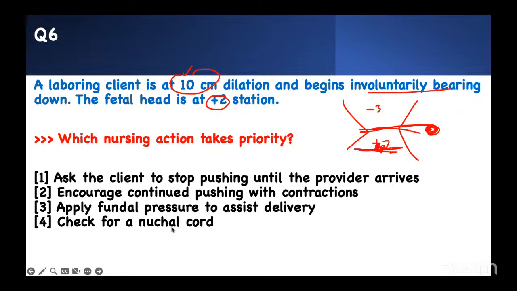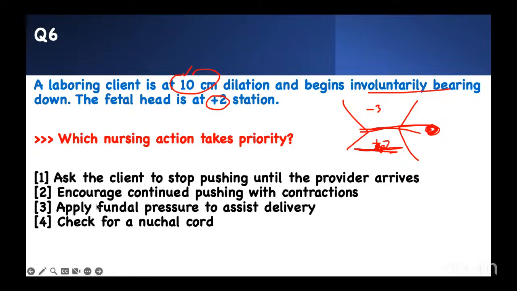10 centimeters dilated. Already pushing involuntarily, and she's plus 2 station. That means the baby is ready to come out. What you tell her is push with contraction so that it can be effective. The baby's head is already there. Plus 2 means I'm way down. Therefore, let her push with contraction. So number 2 is the right answer.